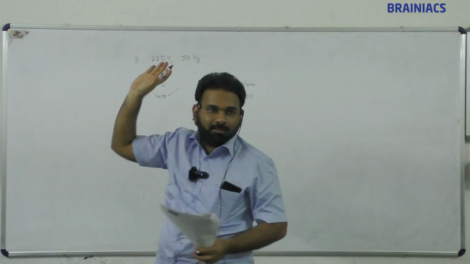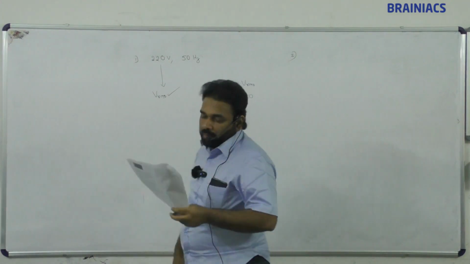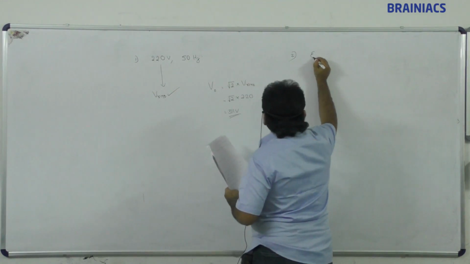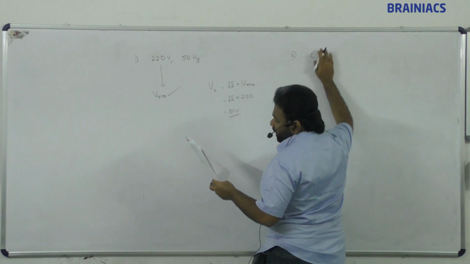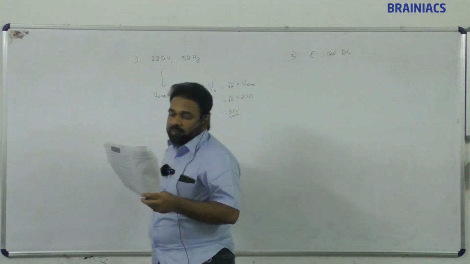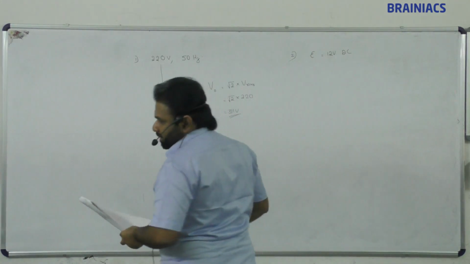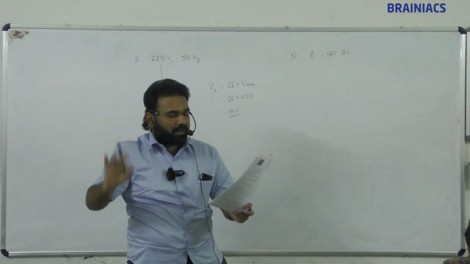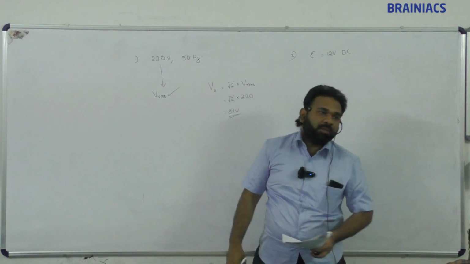Done. Second question. An electric bulb operates at 12 volt DC. If this bulb is connected to an AC source and gives normal brightness, normal brightness means same brightness, then what would be the peak value of the source?